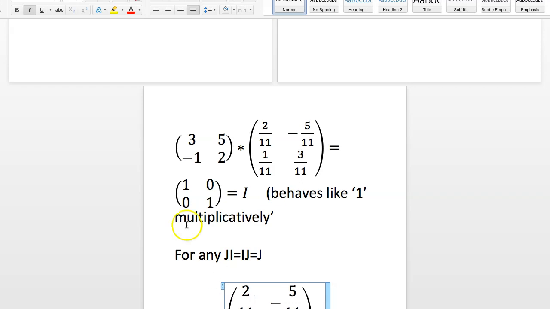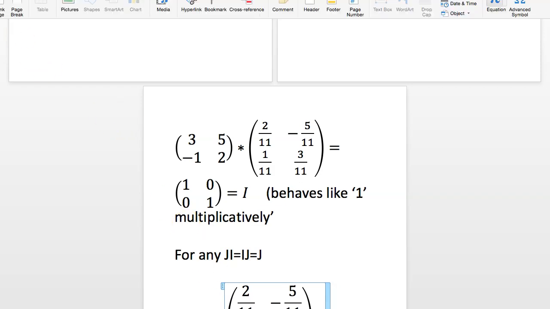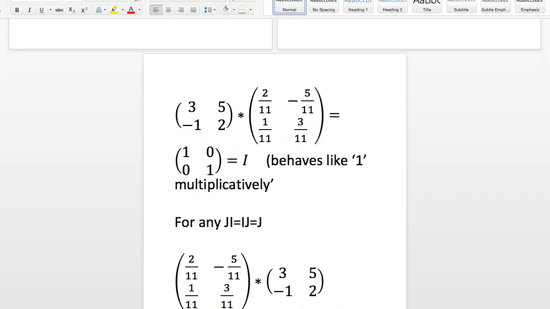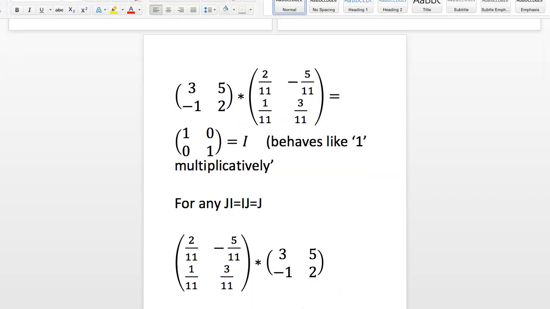So let me just plug it on down the line here. And I've got 3, 5, neg 1, 2, like that. Okay. And this acts like the number 1 in multiplication. It doesn't change the original matrix. I'm talking about the 1001, that is.